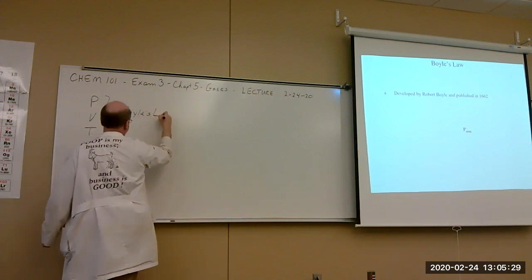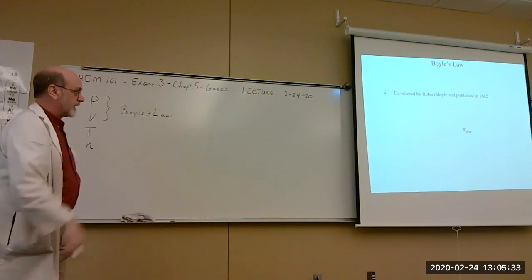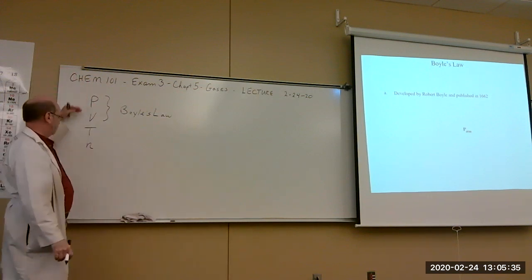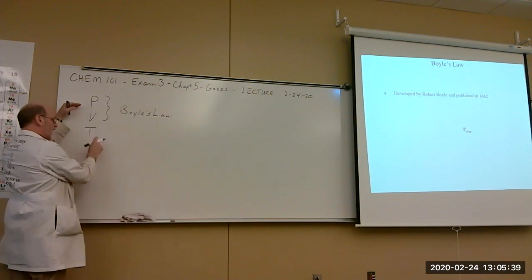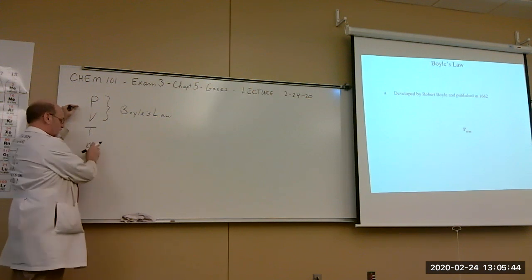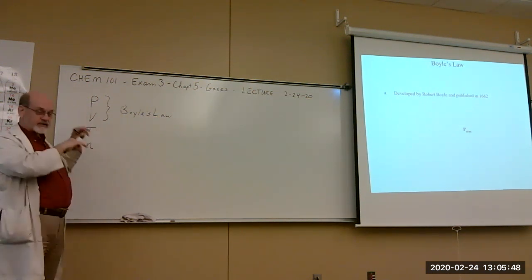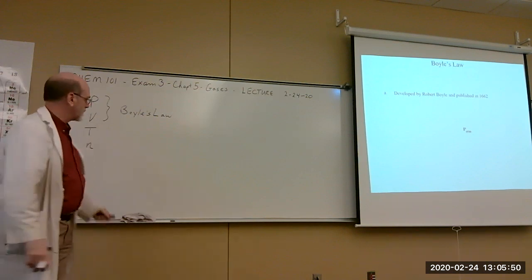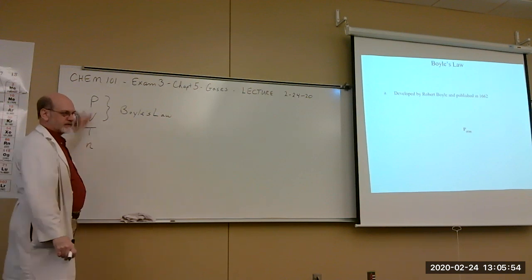Okay. And if you're going to investigate variables, these two have to be constant. Can't change them. The number of moles trapped in your vessel and its temperature has to be constant so that you can let these two vary. Otherwise, you don't know what has an effect yet.